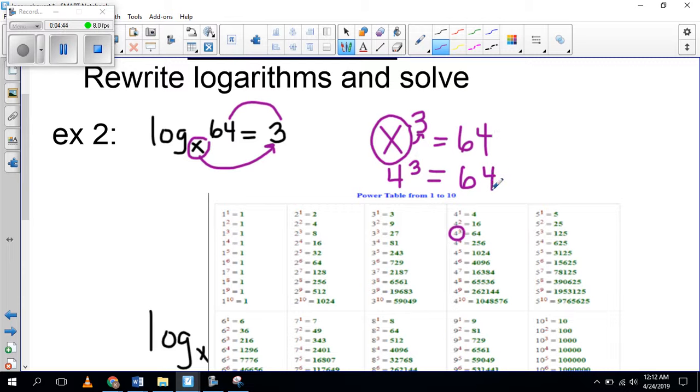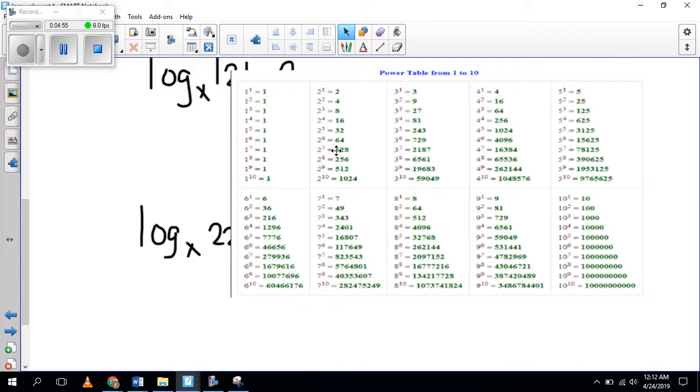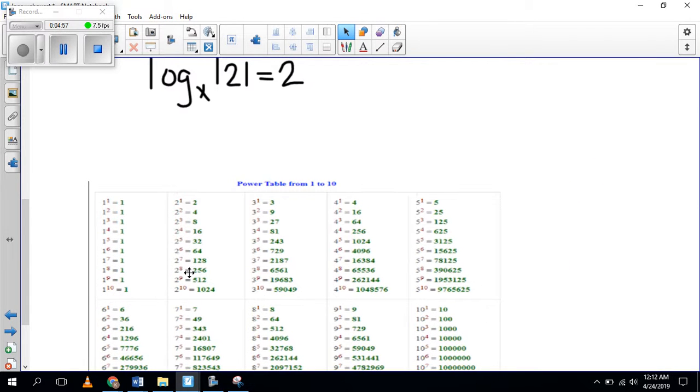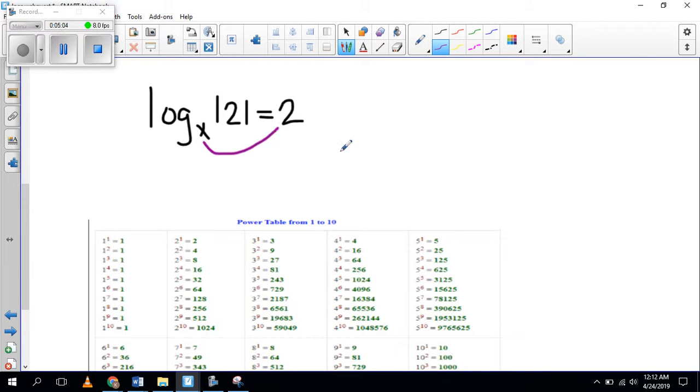Okay? So that's a quick way of doing it. Let's look at the next one here. I'm going to move my power table down, and I will make y'all a copy of this power table. Okay? So here we go. We're going to rewrite. So x to the second. x is big, 2 is small. They're opposite of what they were. 2 goes to equal 121.